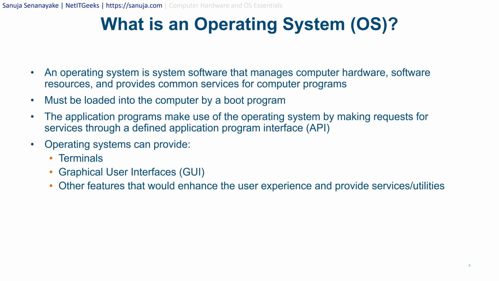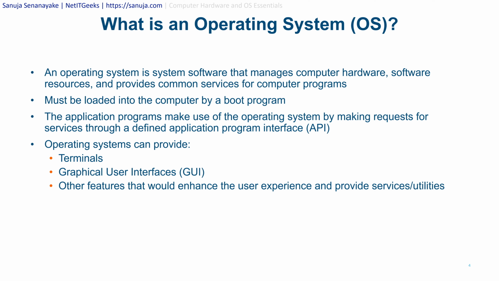So what is an operating system, also known as an OS? An operating system is system software that manages computer hardware and software resources, and provides common services for computer programs. It must be loaded into the computer by a boot program. The boot program is the one that initially boots up a computer before the operating system kicks in, and it is responsible for loading the operating system onto the computer or server that you are going to turn on.